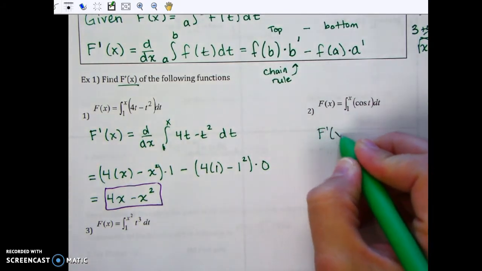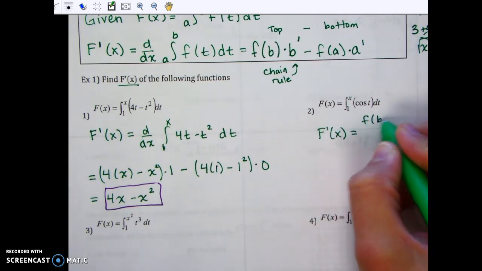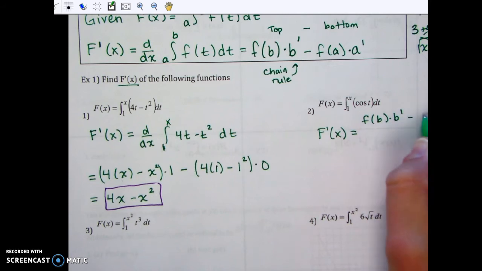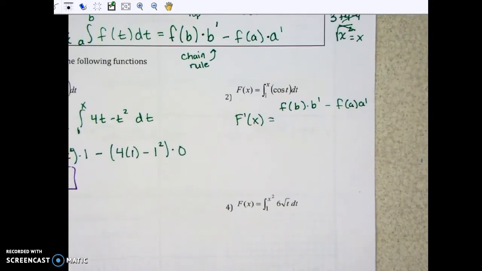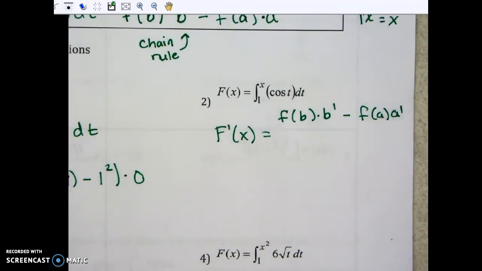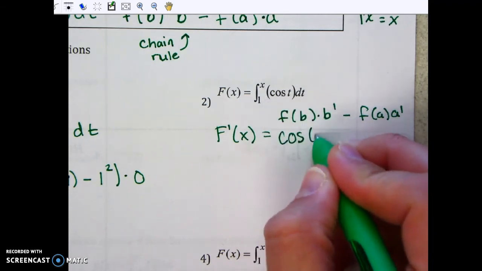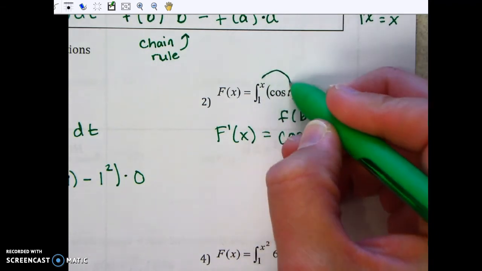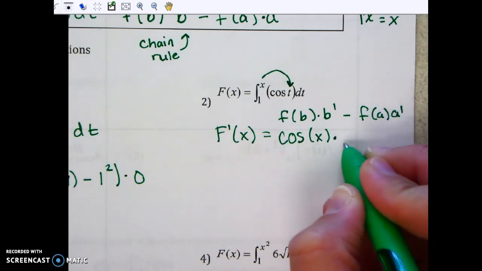The derivative formula. Ready? f of b times b prime minus f of a times a prime. And I'll go over here so we can see. Okay, what's our function? Our function is cosine, and we're going to just plug in the cosine of x. So the top goes in. We multiply by the derivative of the top. So what's the derivative of x?